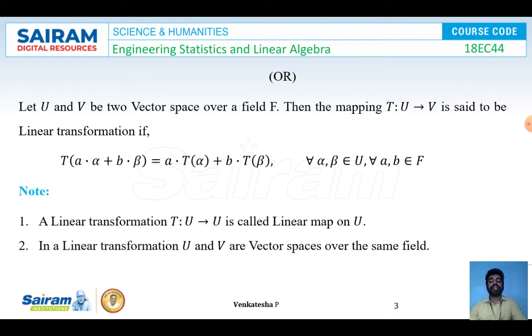A note on linear transformation. A linear transformation T from U to U is said to be a linear map on the vector space U. And note number 2: in a linear transformation, U and V are vector spaces over the same field.